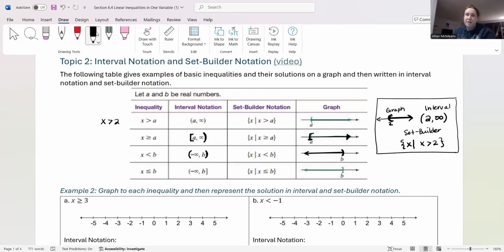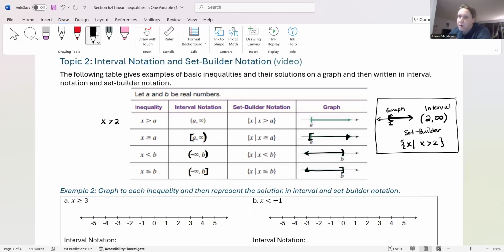And then finally, we have the same thing, but x is less than or equal to b. So we would go from negative infinity to b, square bracket this time. And then for our graph, it would be the same thing. We would indicate our boundary point b. We would put a square bracket on it, and then we would shade to the left.